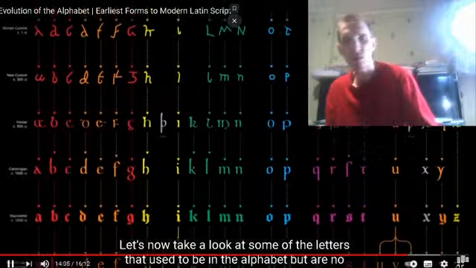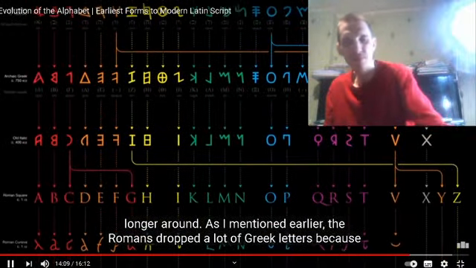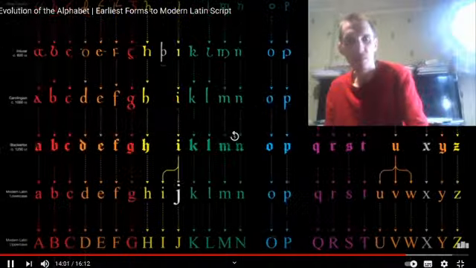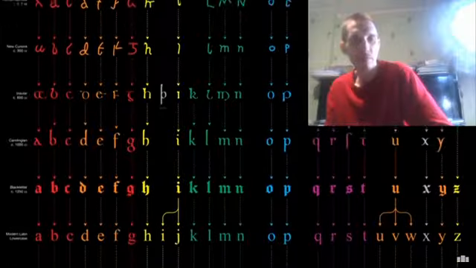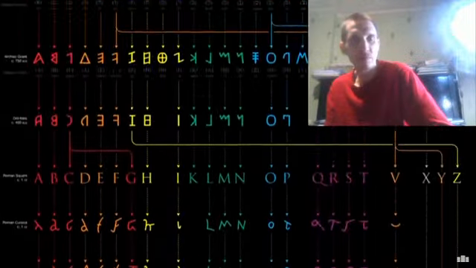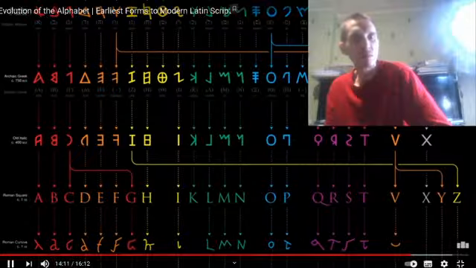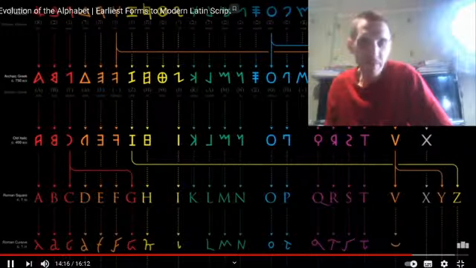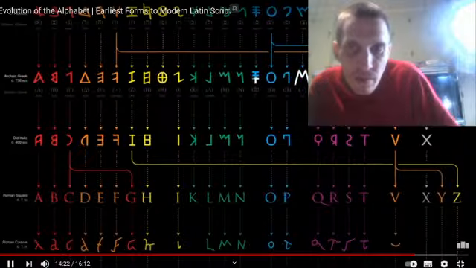Let's now take a look at some of the letters that used to be in the alphabet but are no longer around. As I mentioned earlier, the Romans dropped a lot of Greek letters because they simply didn't need them. These included theta and psi, but also a letter called san that the Greeks ended up dropping as well.